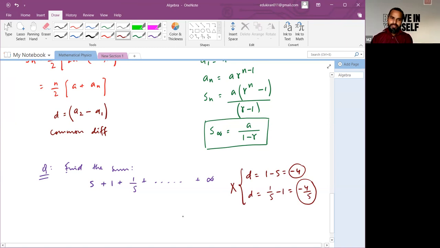Now take the common ratio R for two consecutive terms: 1 divided by 5, so this is the ratio for the first two terms. Similarly, take the ratio of the next two consecutive terms: 1 by 5 divided by 1, so it will be 1 by 5. Now see whether this term and this term are the same or not.